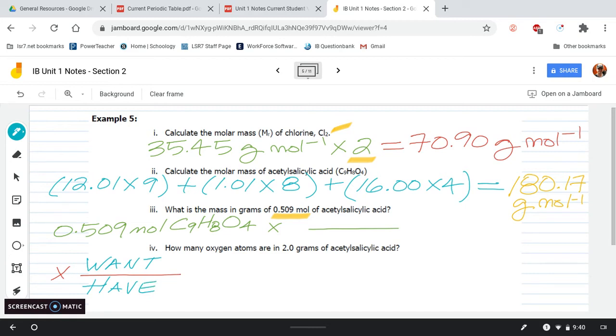So in this particular situation, what unit do I want? Well, it says in the prompt that we are looking for mass. Well, what's mass measured in? Well, mass is measured in grams. So I would put a gram on top. That's what I want. Okay, well, what do I have? This is what you have. You have moles. So whatever unit is there always goes to the bottom of your conversion factor every single time.